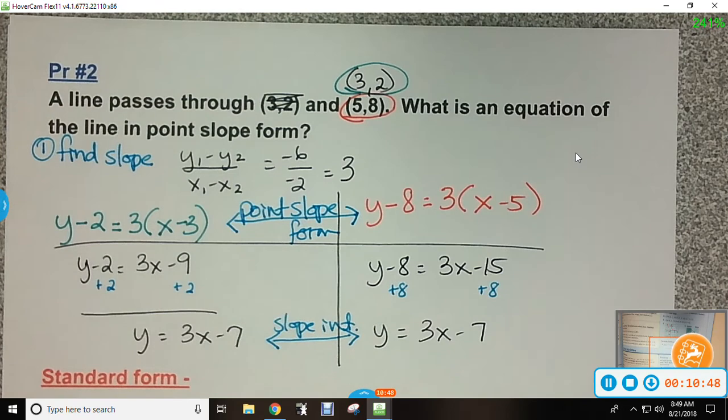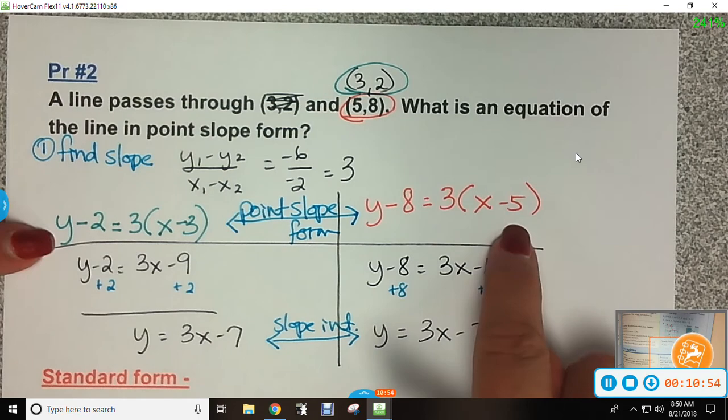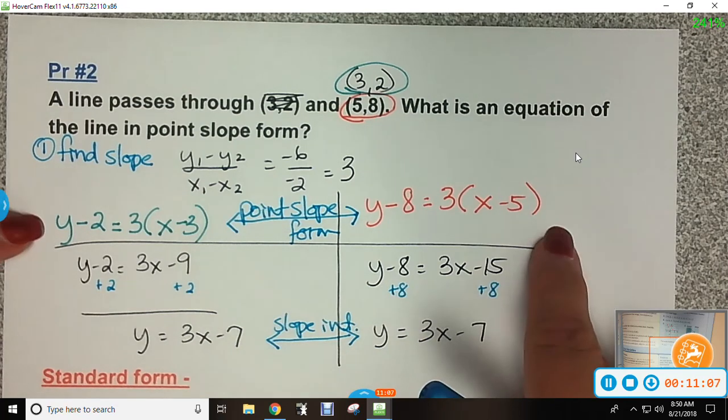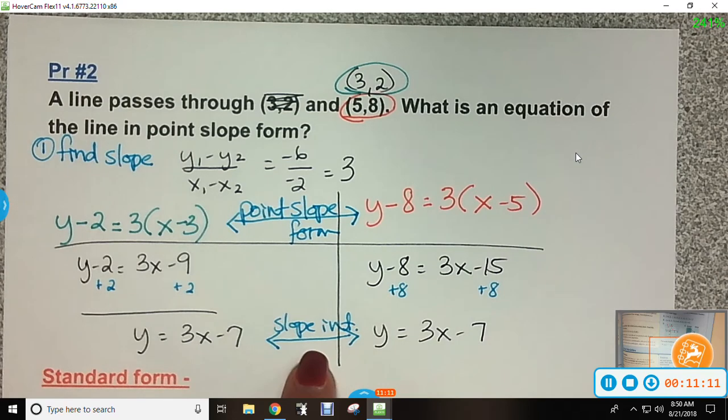Okay? And so sometimes they'll give you 2 points like this, and they'll ask for it in point-slope form. If they do, you plug it all in and you stop. Sometimes they'll ask for it in slope-intercept form. If they want it in slope-intercept form, you have to start with point-slope and then simplify it to slope-intercept. And it does not matter which of these you simplify because you're going to get the same thing.